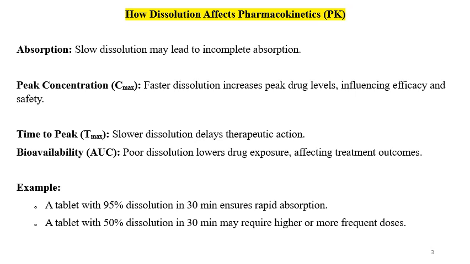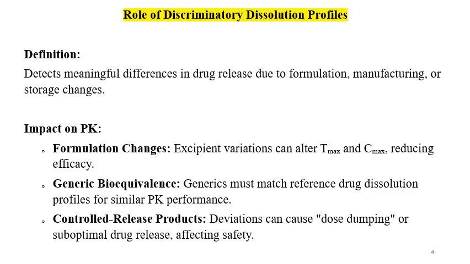Bioavailability, that is AUC. So poor dissolution lowers the drug exposure, affecting the treatment outcomes. There should be a specific rate of dissolution, and the dissolution should be complete. So the dissolution rate and dissolution extent are directly related to the Cmax and AUC. Example, a tablet with 95% dissolution in 30 minutes ensures rapid absorption, while a tablet with 50% dissolution in 30 minutes may require higher or more frequent doses, or it may have delayed Cmax.